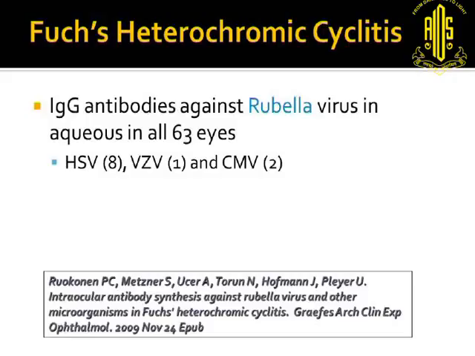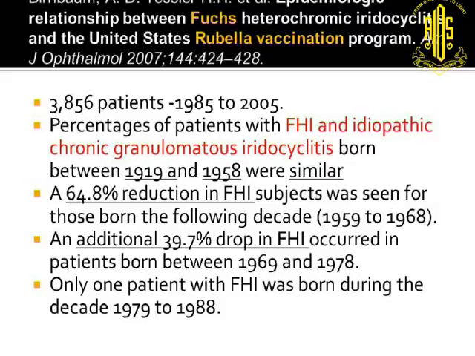And in case you want further proof, Birnbaum et al. have done an epidemiologic study of the relationship between Fuchs heterochromic iritis and the United States rubella vaccination program. They've seen that in every subsequent decade after 1959, after the program was introduced, there has been substantial reduction. You can see a 64.8% reduction in Fuchs as compared to patients with idiopathic granulomatous uveitis.